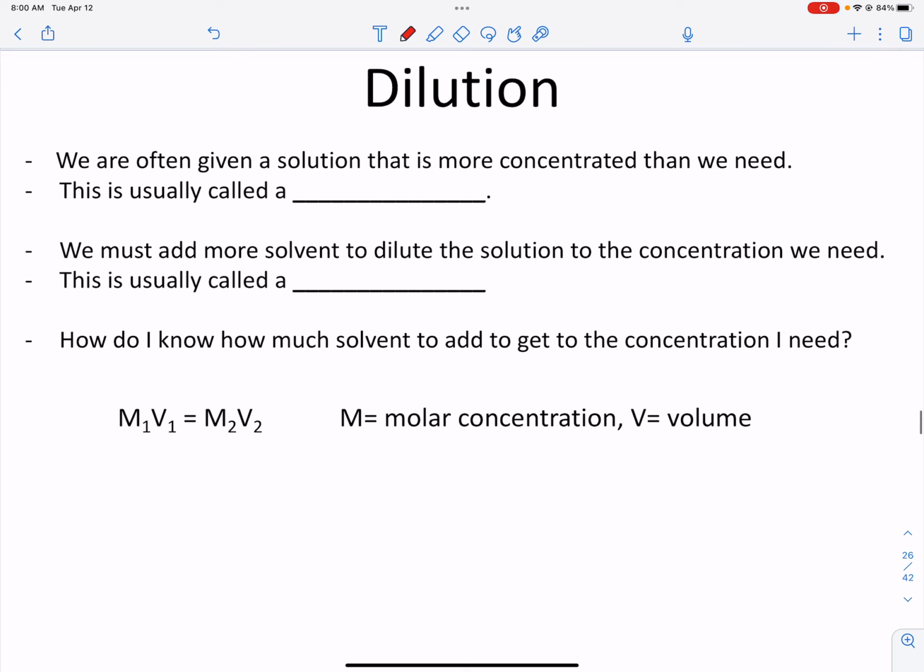All right, so I told you we're covering like 6 different topics. That gets us to our next topic, I think our third topic here, dilutions. Okay, with solutions, you sometimes have to dilute things or make things more concentrated, and there are ways to do that. Particularly talking about diluting stuff, I'm going to just read this first statement on the slide. It says, we're often given a solution that is more concentrated than we need. This is usually called a stock solution.